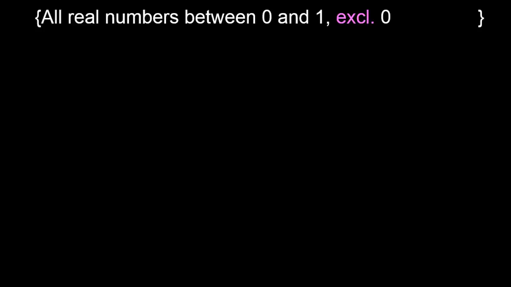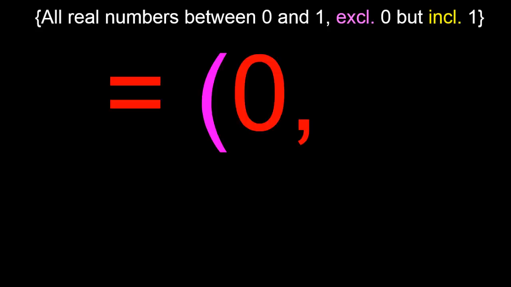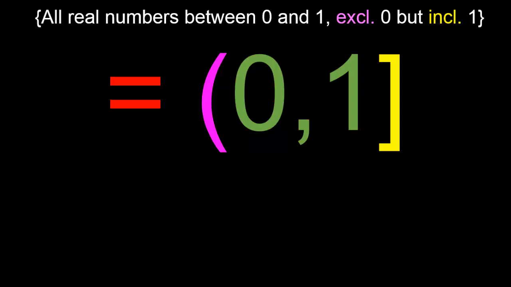You can probably guess that if we wanted to write down the set of all real numbers between 0 and 1, excluding 0 but including 1, we'll write (0, 1]. Again, the 0, 1 here indicates that this set includes all real numbers between 0 and 1. The left parenthesis indicates that we exclude the number on the left, namely 0. And the right square bracket indicates that we include the number on the right, namely 1.